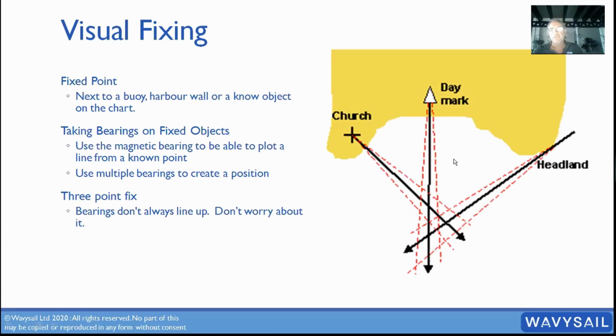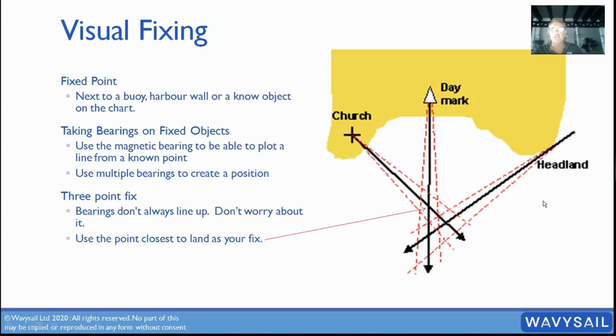And the reason we use 3 fixes is because if I took 2 fixes, the church and the headland, it's actually got me here. So by taking the third one, it gives me a triangle. I'm somewhere in that triangle, so I'm going to take the closest point to land. It'll also show you if there's an error immediately. So take the 3 fixes, and one of them is wildly out. You know something's gone wrong, you can do it again.